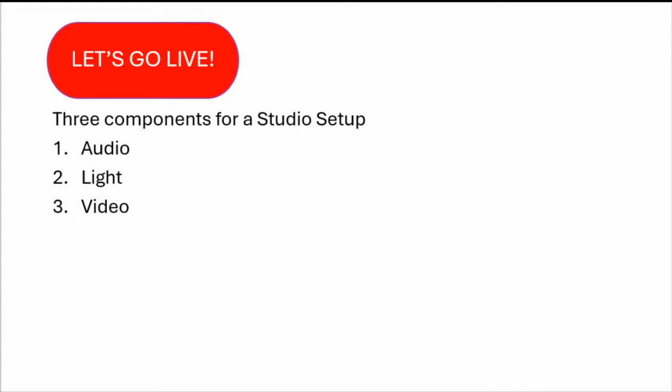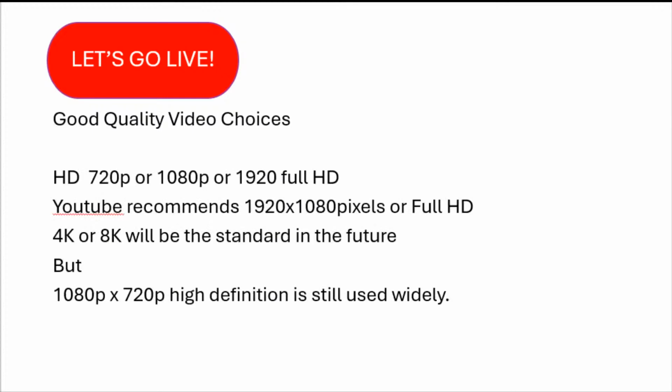We talked last week about the webcams, and this week we're going to be talking about the other choices you can have for good quality video, which is the same as live streaming if you use the broadcasting live streaming app. For the internet, you need at least good quality HD of 1080p or 1920 full HD.